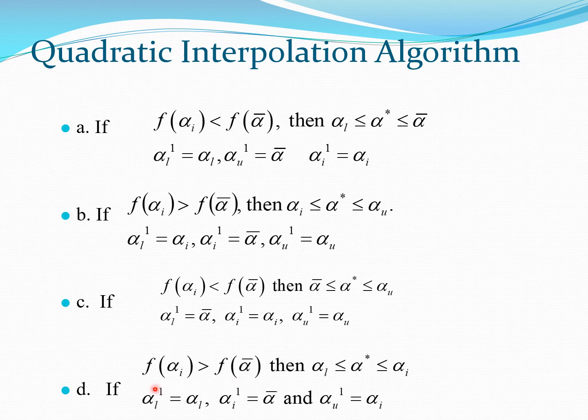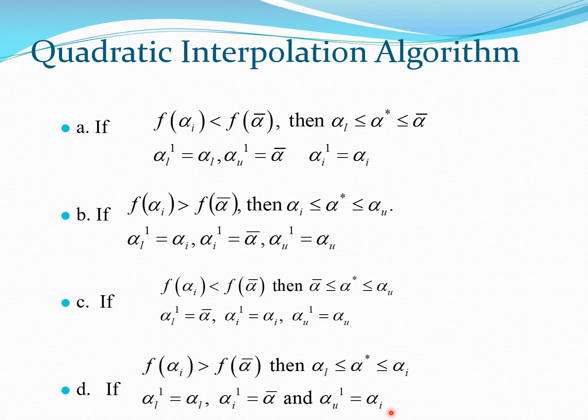And the fourth case is if f of alpha I is greater than f of alpha bar, then also alpha L is less than or equal to alpha star, which is less than or equal to alpha I. So we look at alpha L1, that will be alpha L here, alpha I1 will be alpha bar, and alpha U1 would be alpha I.